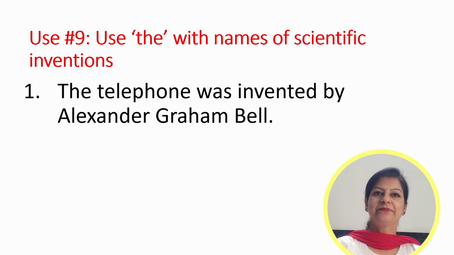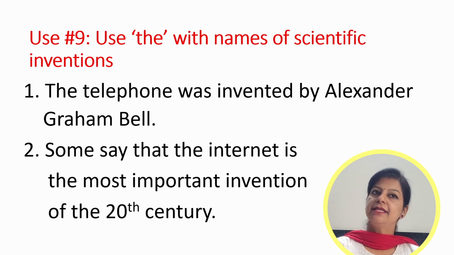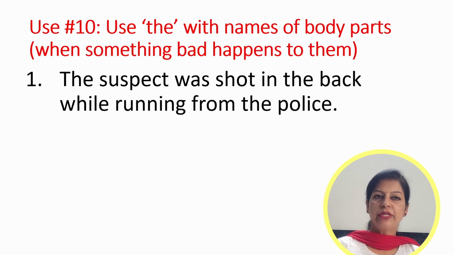Usage number 9. We use the when talking about inventions because they are specific things we all recognize. Example 1. The telephone was invented by Alexander Graham Bell. Here the telephone refers to the specific invention we all know. Next example. Some say that the internet is the most important invention of the 20th century. The internet is the name of a particular invention. So we use the with it.